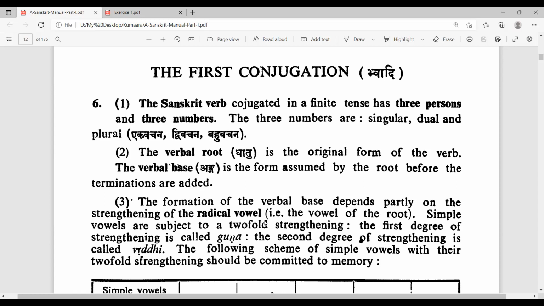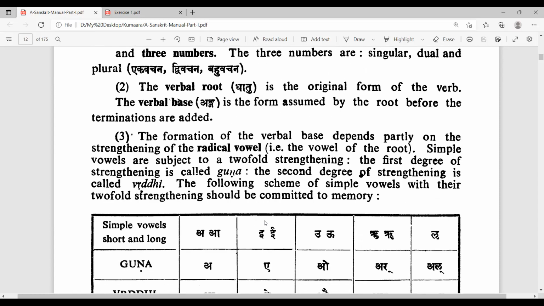Strengthening of the vowel: make it strong by Guna and Vriddhi. He said Guna Angakarya and Vriddhi Angakarya. Angakarya is called strengthening. You can remember the name, strengthening. Then for Guna and Vriddhi, I think he has not given any names. The formation of the verbal base, Anga, depends on the strengthening of the radical vowel, the vowel of the dhatu, which undergoes strengthening. That becomes Guna and Vriddhi, right? That's called strengthening.